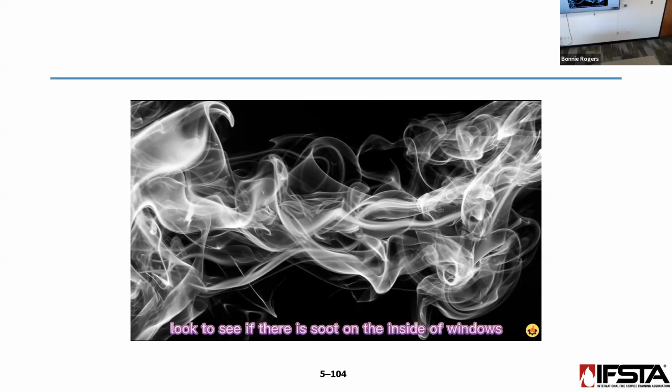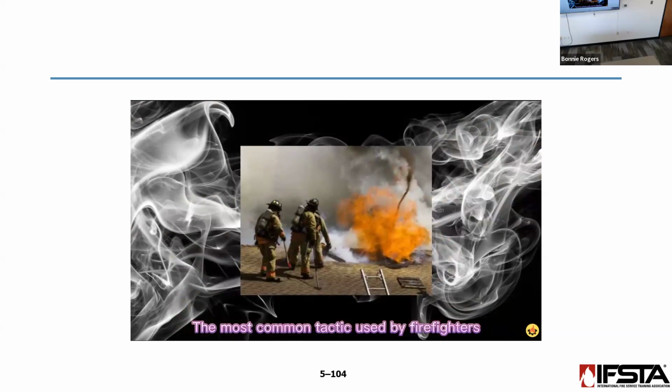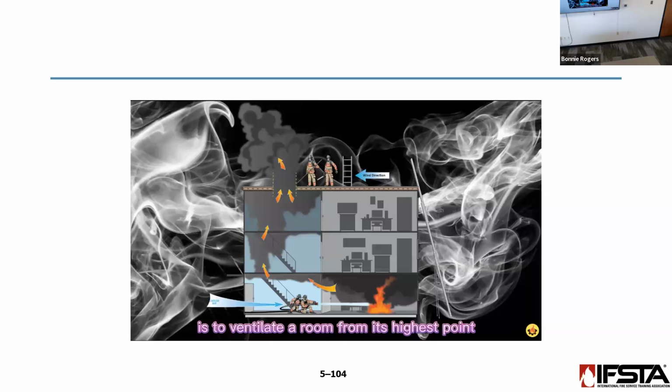Firefighters often look to see if there is soot on the inside of windows and in any cracks in them. The windows may also have a slight vibration due to varying pressure within the compartment due to intermittent combustion. Backdrafts are very dangerous, often surprising even experienced firefighters. The most common tactic used by firefighters to defuse a potential backdraft is to ventilate a room from its highest point, allowing the heat and smoke to escape without igniting.